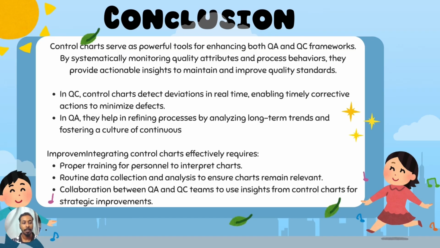So next, control charts serve as a powerful tool for enhancing both QA and QC frameworks by systematically monitoring quality attributes and process behavior. They provide actionable insight to maintain and improve quality standards. In QC, control charts detect deviation in real time, enabling timely corrective action to minimize defects. In QA, they help in refining processes by analyzing long-term trends and fostering a culture of continuous improvement.